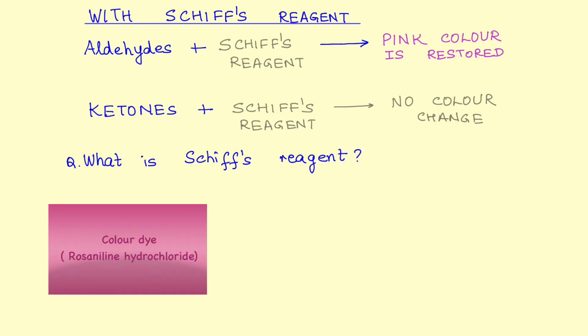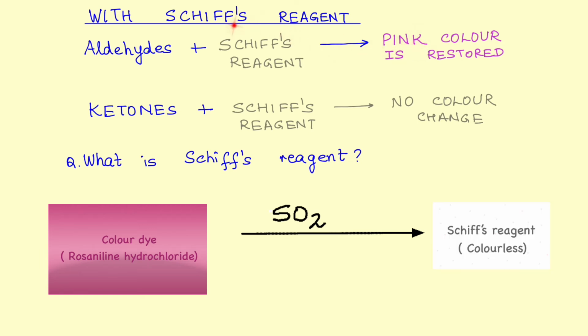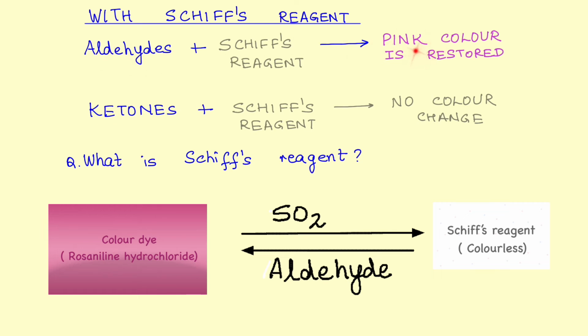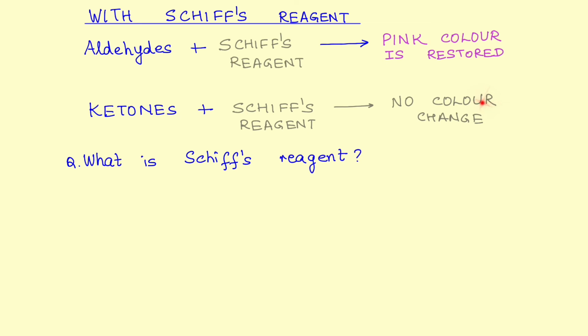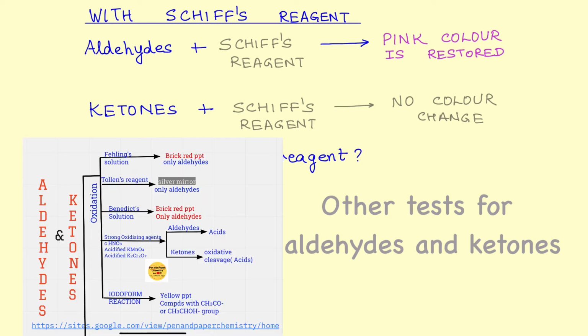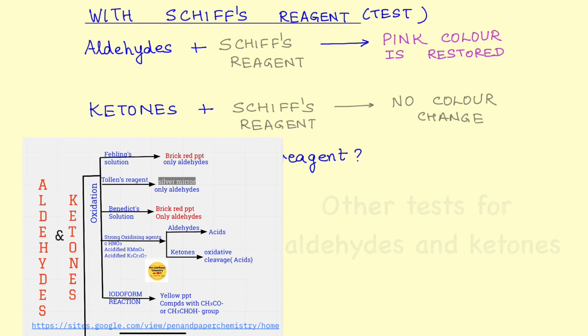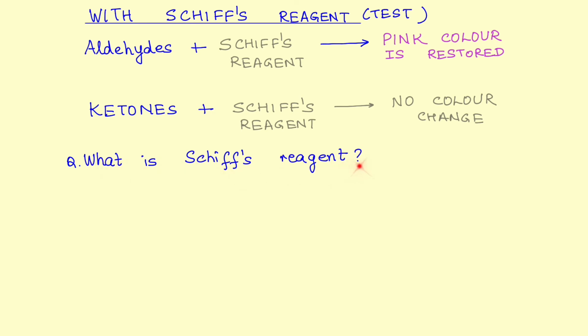Because our original solution is actually pink color, but we decolorize it by passing sulfur dioxide to give us Schiff's reagent. So Schiff's reagent is originally colorless. As soon as you add an aldehyde to it, it turns pink in color. Interestingly, the ketones do not restore the pink color. That is how we can distinguish between aldehydes and ketones. So let's write it down in the title as well. Now the question arises, what is Schiff's reagent?